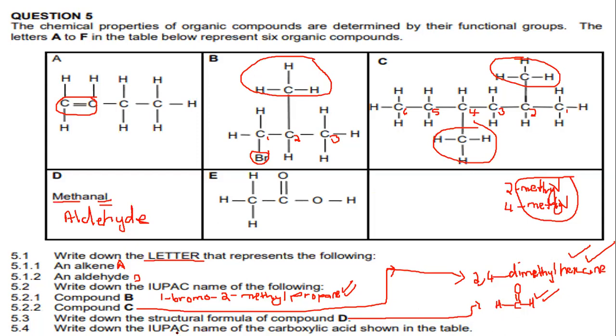write down the IUPAC name of the carboxylic acid shown in the table. Now we must first go and identify the carboxylic acid, and we can definitely see that E is a carboxylic acid because this is a carboxyl group. C double bond O with an OH, and the carboxyl group is actually on the first carbon, right? So I can see that this is a carboxylic acid with 2 carbons. In other words, it will start with eth.